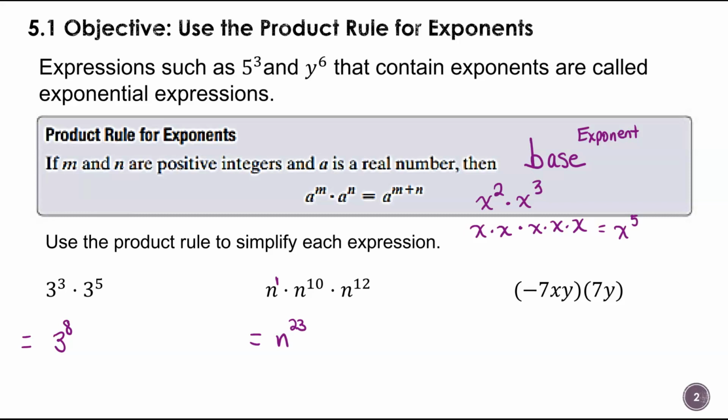Alright, so notice on this next one. Basically what happens here is we combine what we can, right? So we have -7 times +7. We can multiply two numbers, right? Just like we always have. So that would be -49. We don't have another x, so it stays the same. And then we have y times y, which would be y squared, right? Because each of these has an exponent of 1, and 1 plus 1 is 2. Okay, so that's called the product rule.